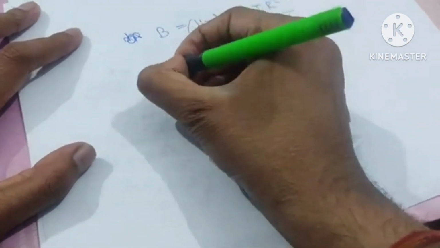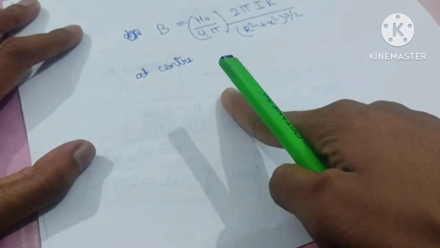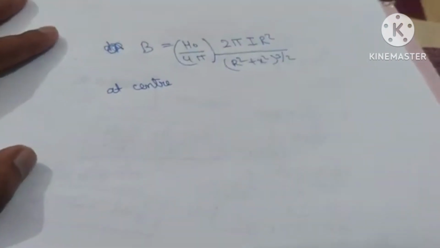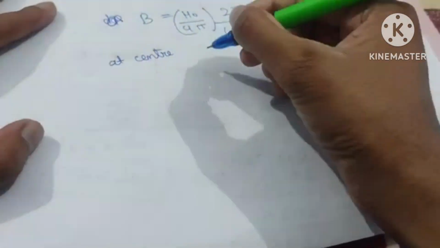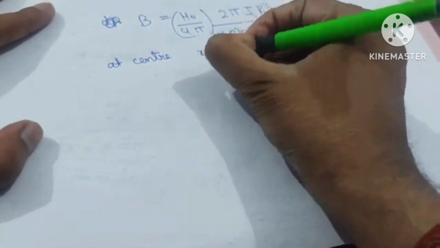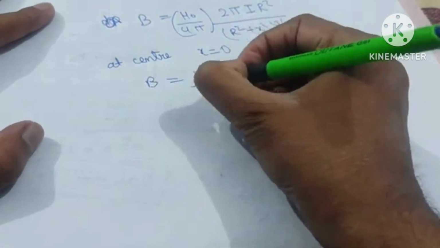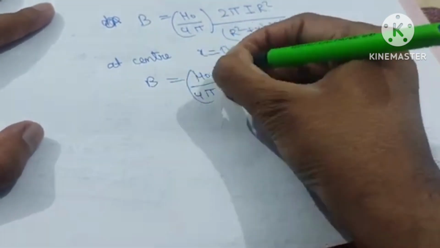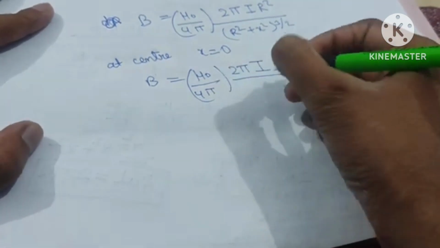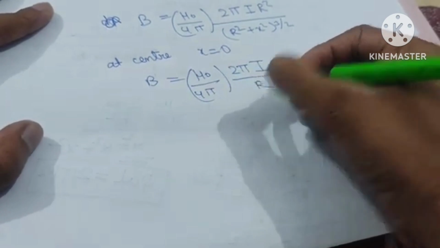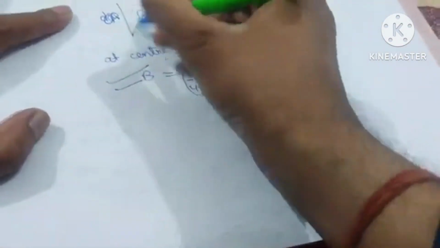So at center, what will happen? At center, x is equal to 0. If x is equal to 0, we are left with B equal to mu0 I by 2r. Okay, so this is what we are left with. So this is the main equation.